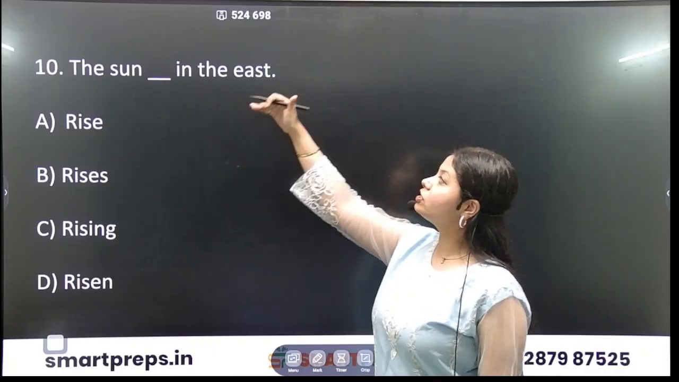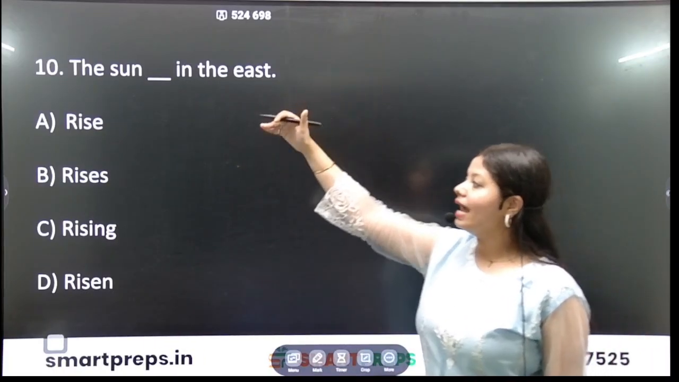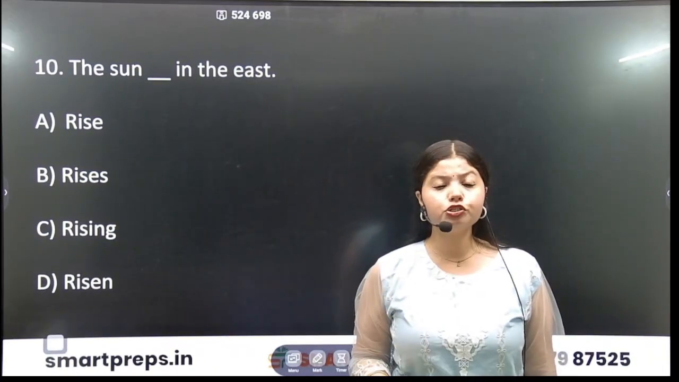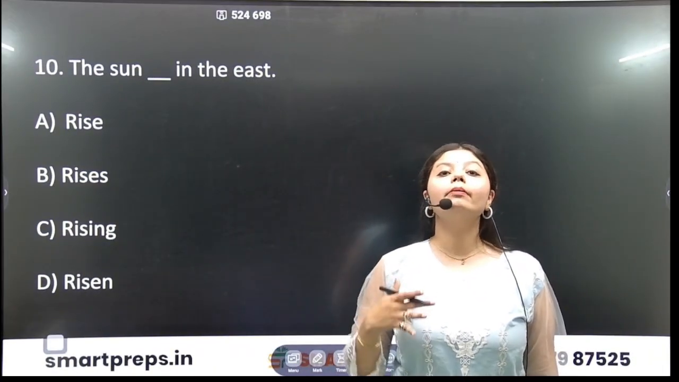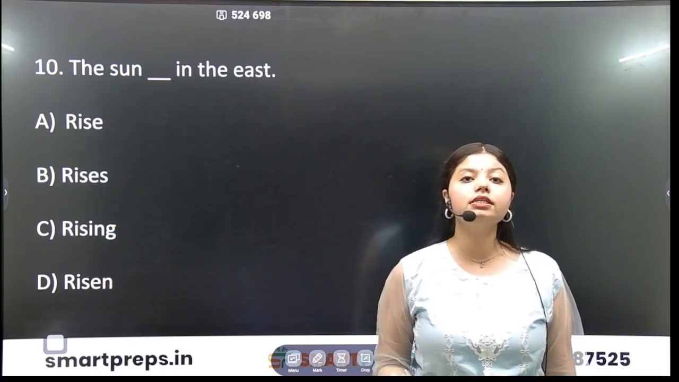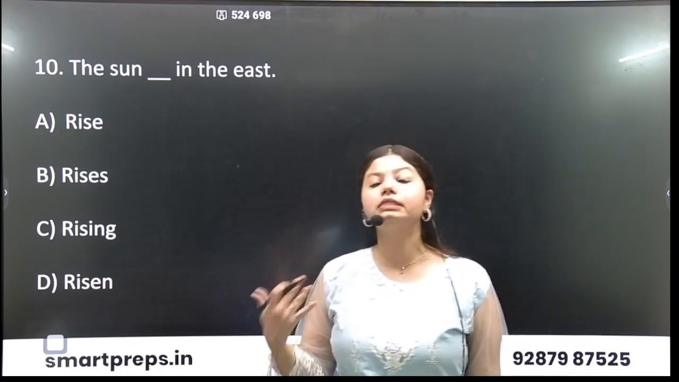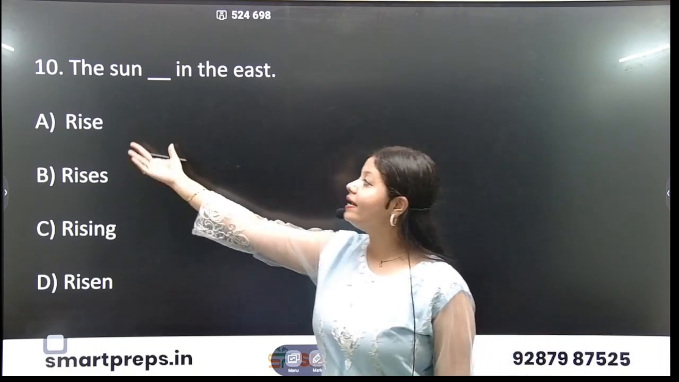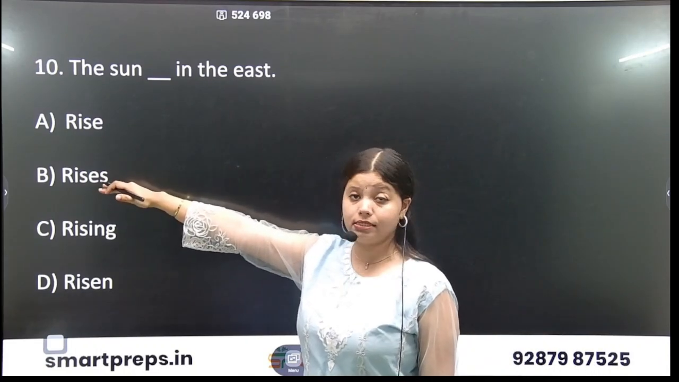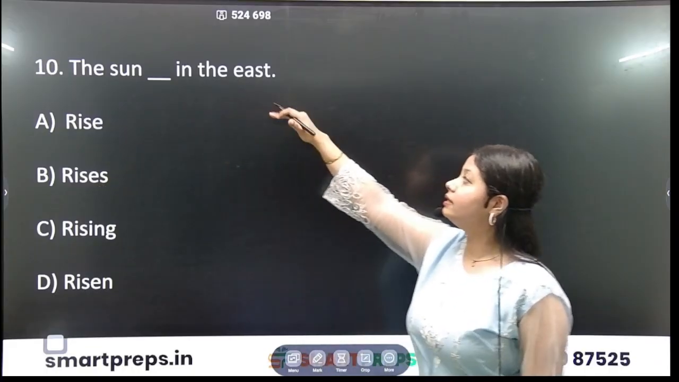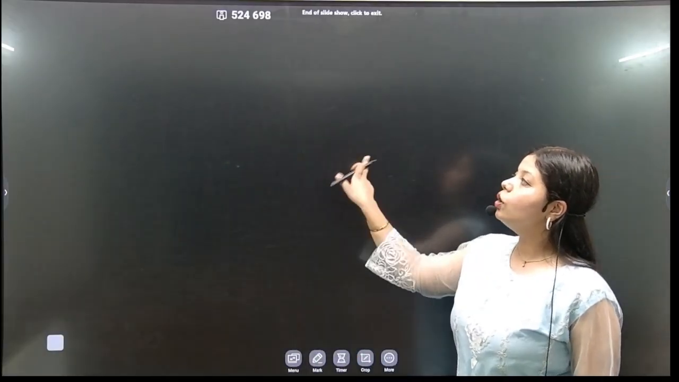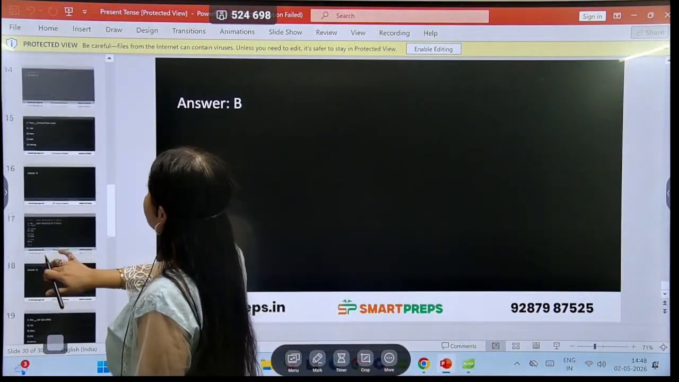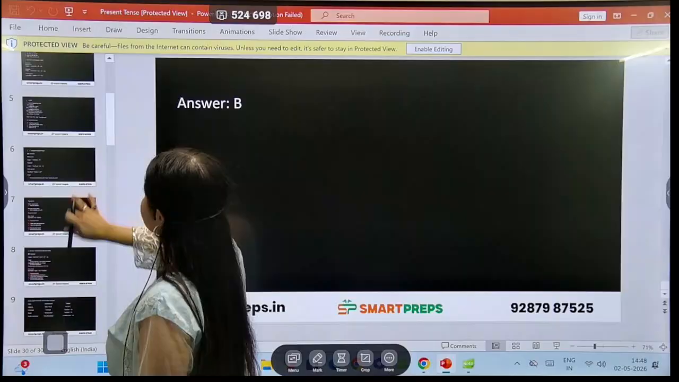The sun dash in the east. Rises, rising, risen. Now it is a universal truth. So what did I say? Whenever we're talking about truth, facts, universal truth, habitual, fixed routine, fixed schedule, always we'll be using s or es. So along with rise, we'll be using s. The sun rises in the east. Okay? So that is what we understood about every concept of present tense.